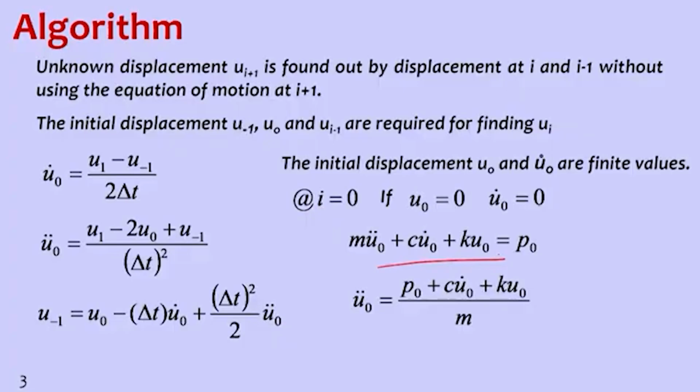That means at the first step, you have initial displacement and initial velocity equal to 0. This is completely a forced system, I mean to say a forced and damped system, where the equation of motion is given by m u double dot plus c u dot plus k u is equal to p, where p is the external force. So, from this equation at time step i equal to 0, u double dot 0 is given as p naught minus c u dot naught minus k u naught by m. So, this is how we calculate the initial values.